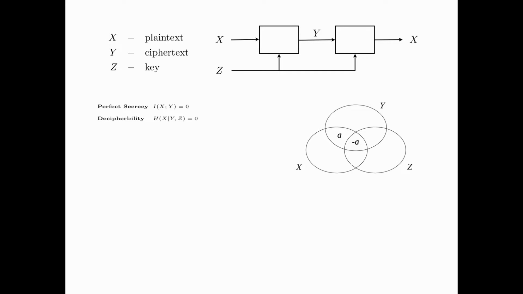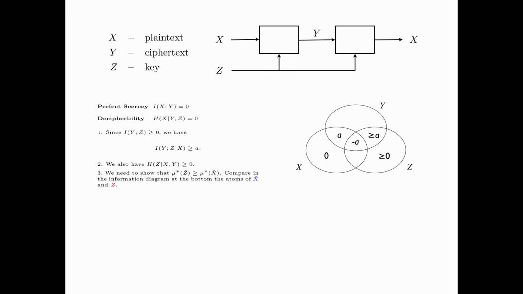Decipherability requires entropy of X given Y and Z equals 0. Since I(Y;Z) is greater than or equal to 0, we have I(Y;Z|X) is at least equal to a. We also have the conditional entropy of Z given X and Y is greater than or equal to 0. We need to show that mu star of Z tilde is greater than or equal to mu star of X tilde.